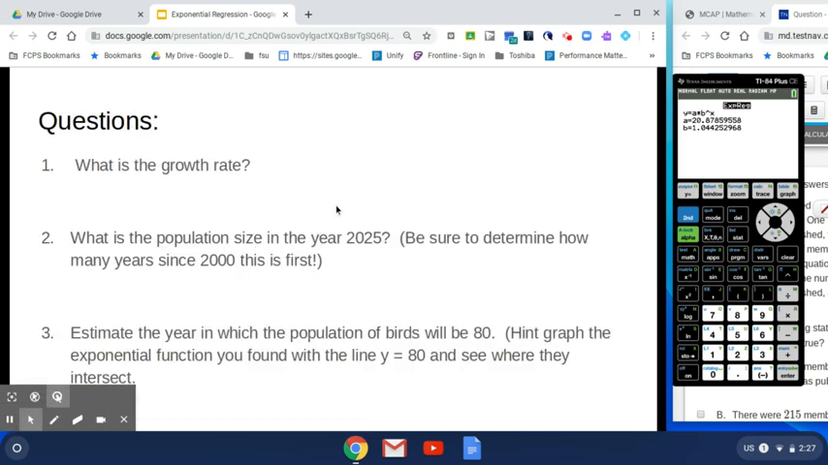Some questions that could be asked: what is the growth rate? What is the population size in the year 2025? And estimate the year in which the population of birds will be 80. Pause the video, try to answer those 3 questions.